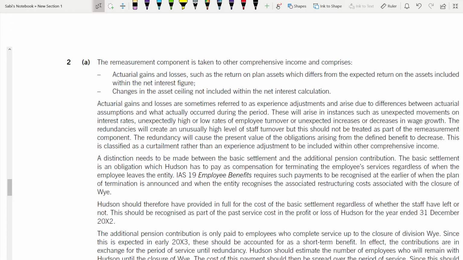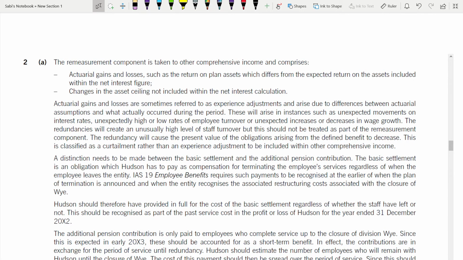The remeasurement component is taken to other comprehensive income and comprises, you have to say what is there in the remeasurement component: actual gains and losses such as the return on plan assets, which differ from the expected return on assets included within the net interest figure. Changes in the asset ceiling not included within the net interest calculation. These are from your IAS 19. Please read your IAS 19 if you are not very thorough with this.